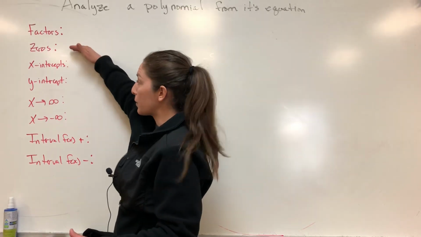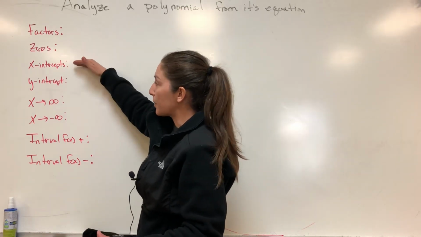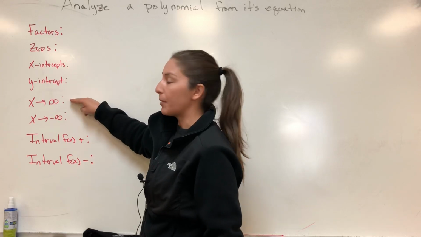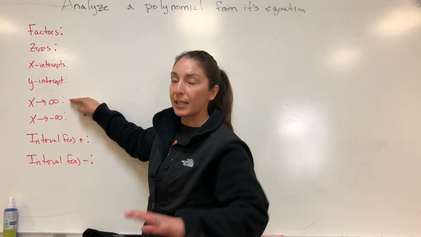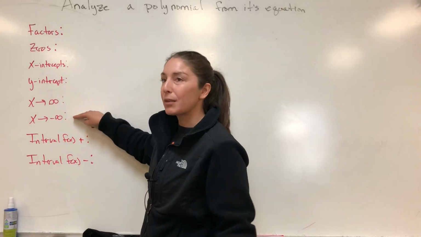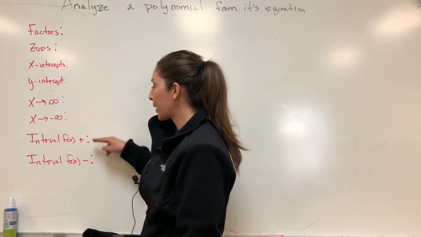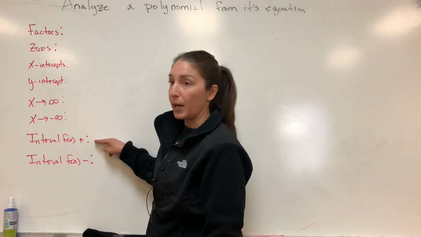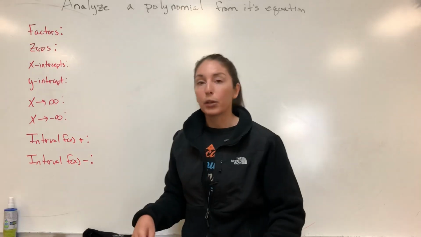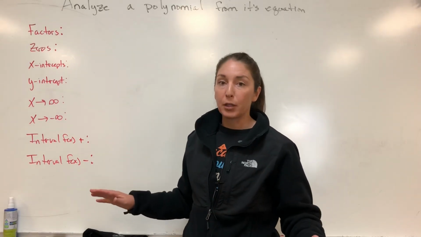We're going to look for zeros today. We're going to look for the x-intercepts today. Again, no graph. We're going to look for the y-intercept. We're going to look at the end behavior as x goes to infinity. As x gets really big, what happens? As x gets really big negative, what happens? Where are the intervals that this graph is positive, and where are the intervals that this graph is negative? And again, we're going to do all of this without the picture of the graph.